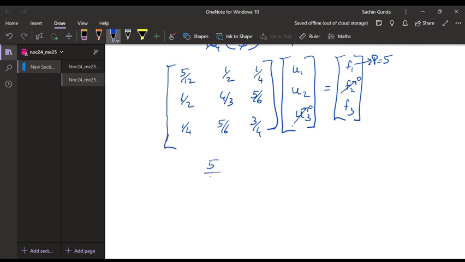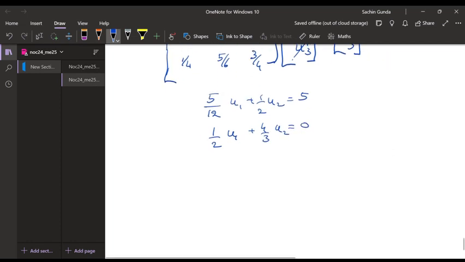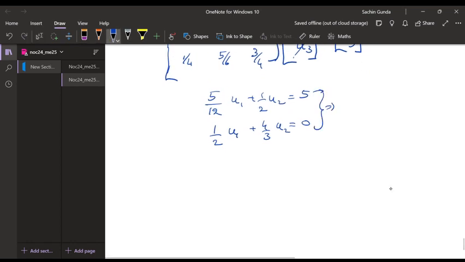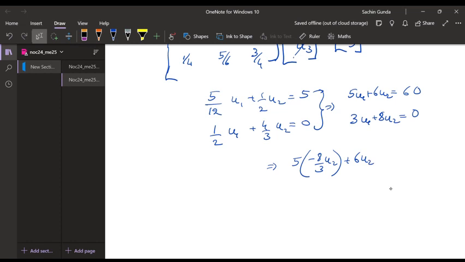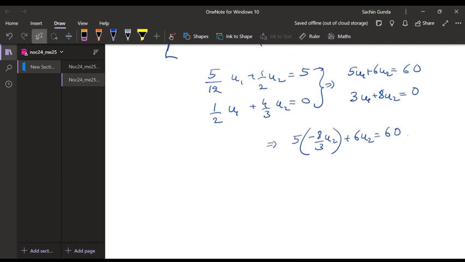So for solving, 5 by 12 u1 plus half u2 is equal to 5, and 1 by 2 u1 plus 4 by 3 u2 is 0. 5 u1 plus 6 u2 is equal to 60, 3 u1 plus 8 u2 is 0. 5 times minus 8 by 3 u2 plus 6 u2 is 60. Minus 40 plus 18 by 3.